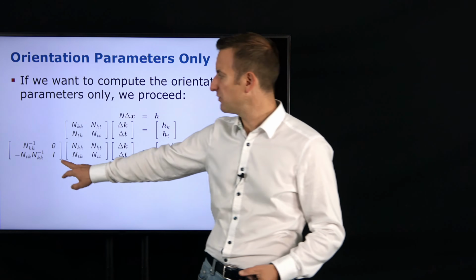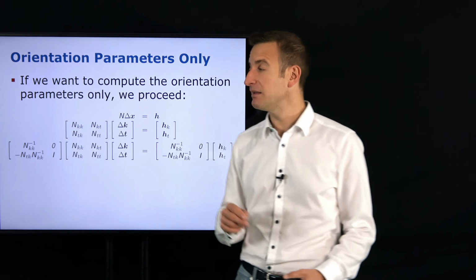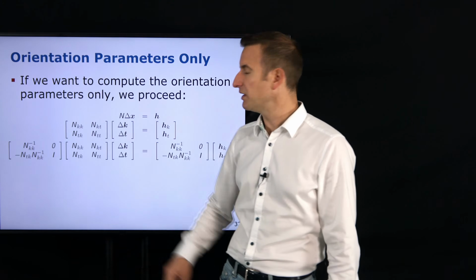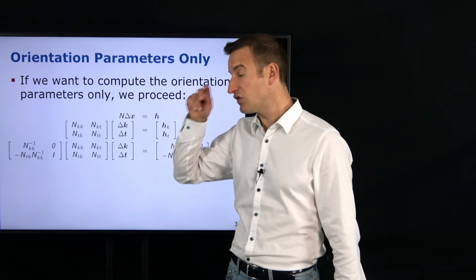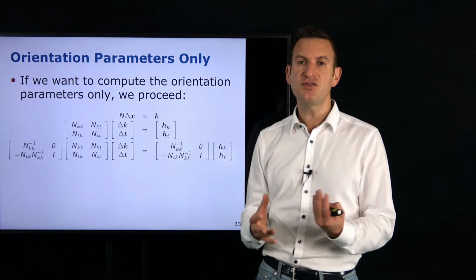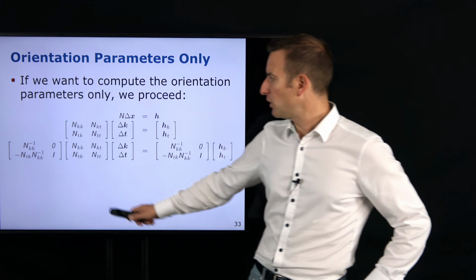And this is this matrix over here. So this matrix contains elements that stem from this normal equation matrix. And I'm doing this because I want to bring this matrix here, which sits in front of the delta x, into a special form.